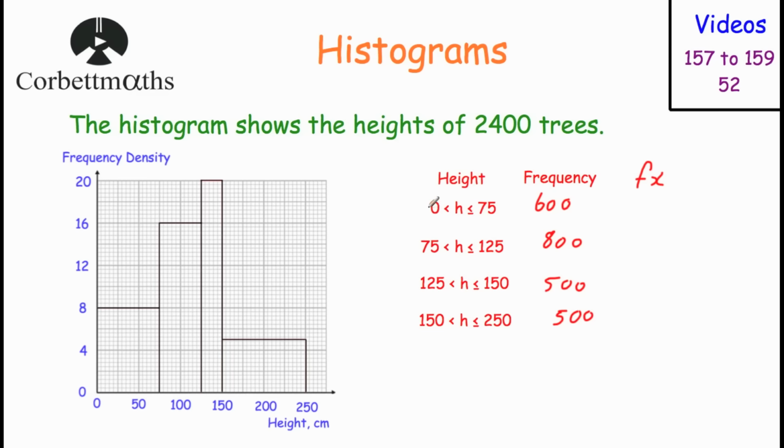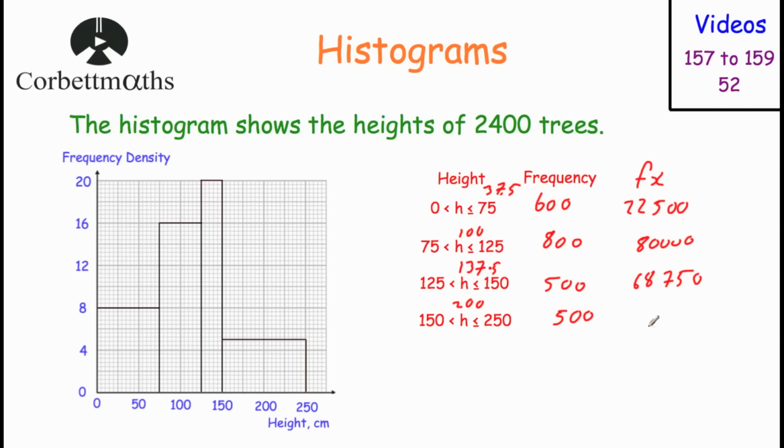So the midpoint for our first category from 0 to 75, well, that's going to be 37.5. So we're going to do 37.5 times 600, and that's equal to 22,500. Next, the midpoint of 75 and 125 is 100. Times that by the frequency is 80,000. Next, we'll do the midpoint of 125 and 150, and that's 137.5. Remember, we can find the midpoint by just adding the numbers and dividing by 2. Times by 500 is equal to 68,750. And finally, the midpoint of those numbers is 200, times by 500, which is equal to 100,000.